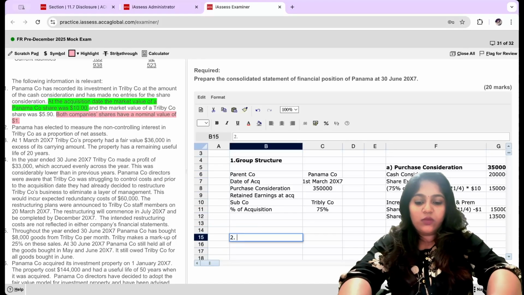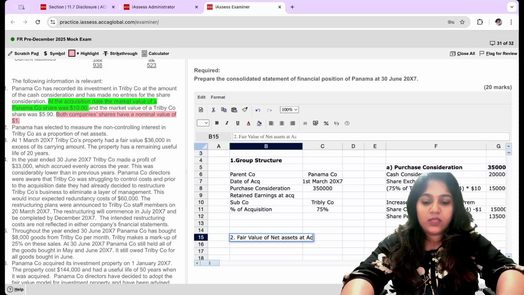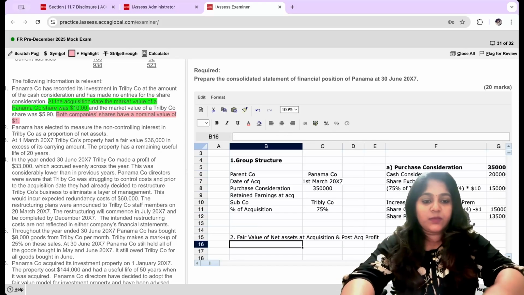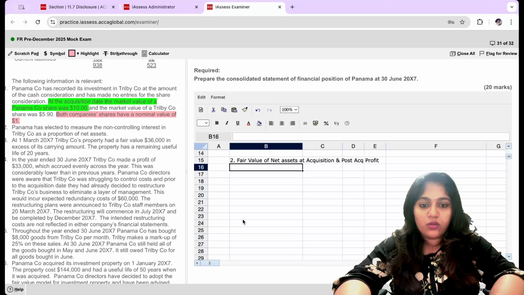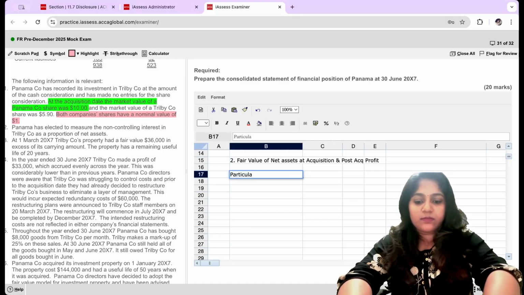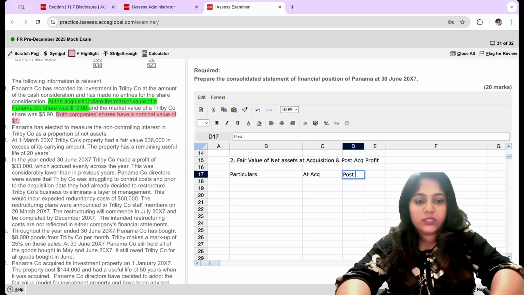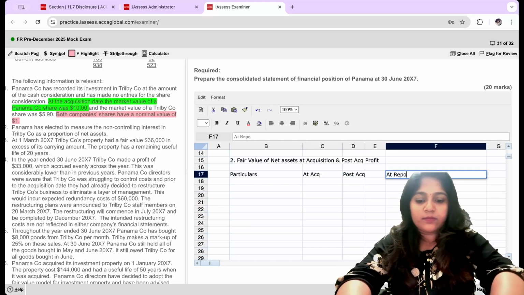The second working note that we can do is the fair value of net assets at acquisition and post acquisition profit of which company? Of the subsidiary company. I'll be able to get so much. Okay, so let's go. I will write the particulars or the elements: at acquisition, post acquisition, at reporting.